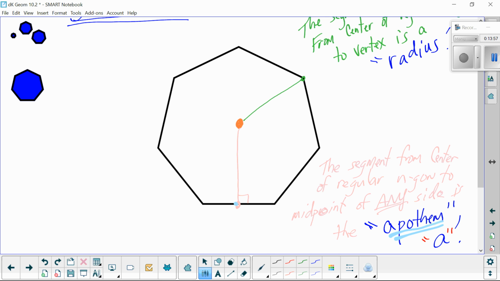Now, we always have known that circles have a radius. Regular n-gons also have a radius, and it's the segment that goes from the center to a vertex. So this hexagon has 6 radii, and like a circle, it's from the center out to the edge, but it doesn't go to any old point on the edge. It has to go to a vertex. So that's a radius, and this is the apothem.